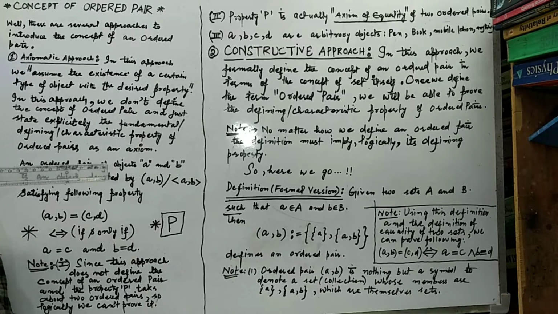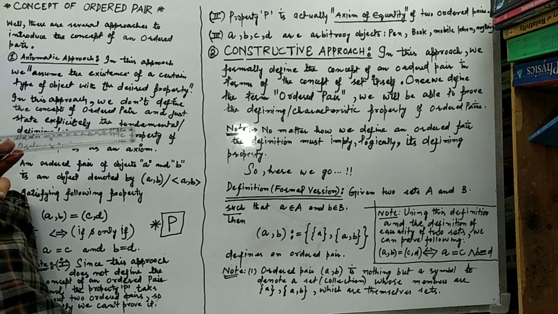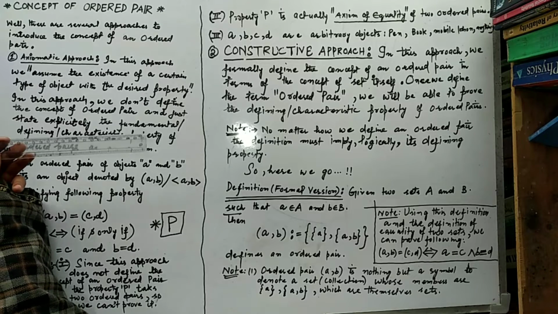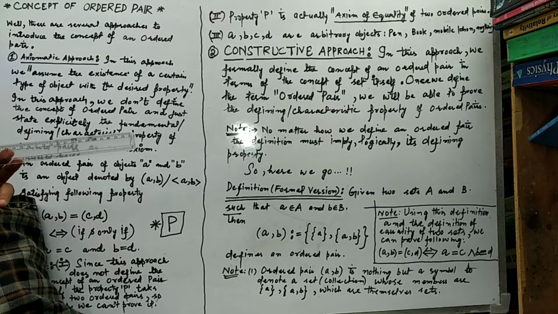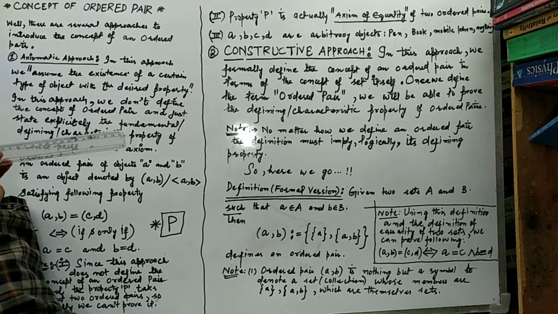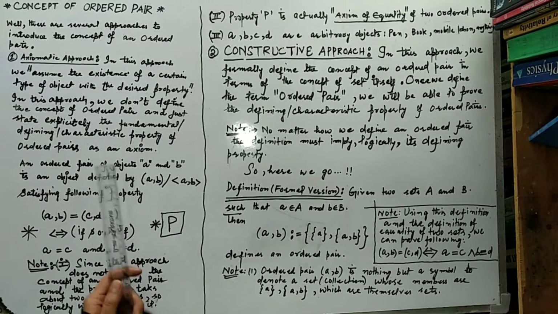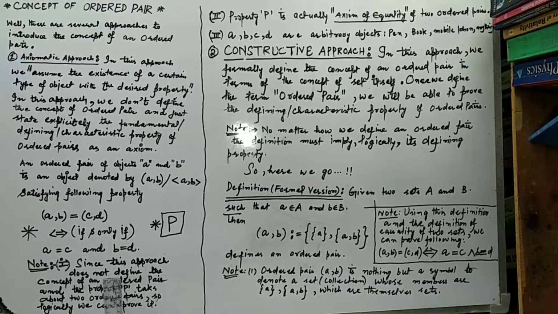Let us wrap up what we have discussed in this approach. In the axiomatic approach, we don't define an ordered pair. Rather, we assume its existence and state its fundamental property as an axiom. Now, you should note one warning to this very approach, and here it is. Since this approach does not define the concept of an ordered pair, and the property P, that is this property, talks about two ordered pairs. Obviously, this property is a statement which talks about two ordered pairs. So that is what I have written down here.